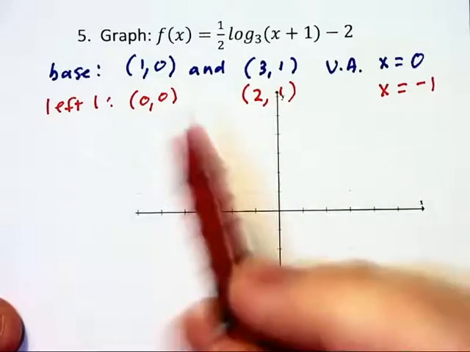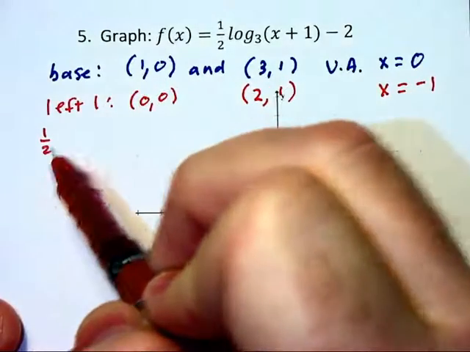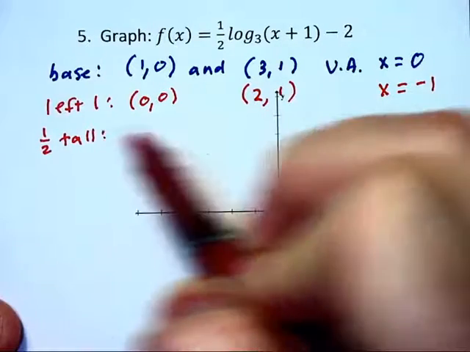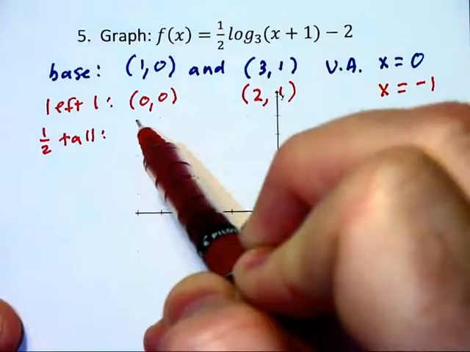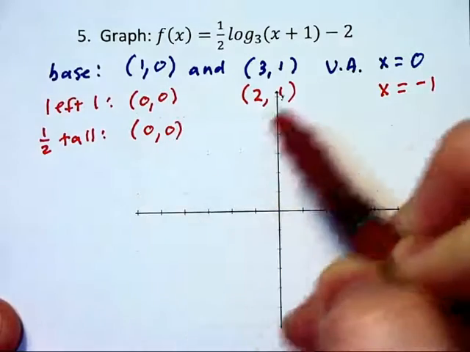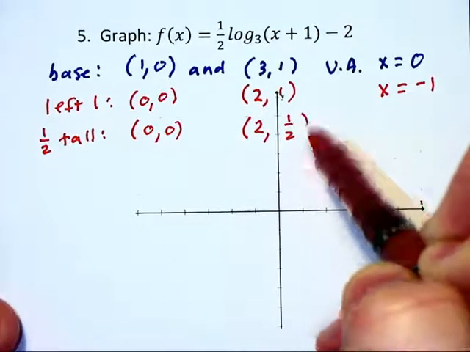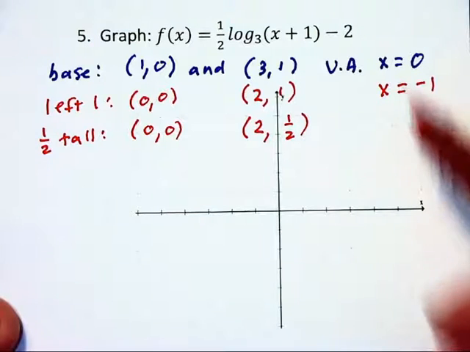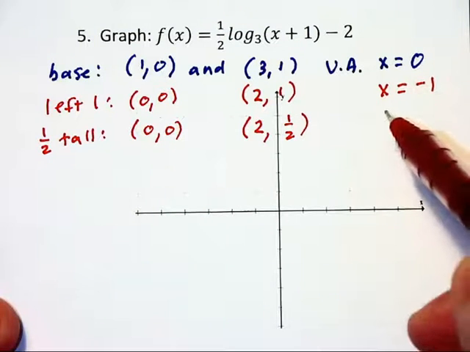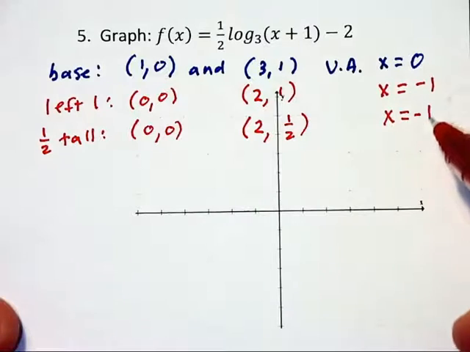This 1/2 out front basically says it's going to be half as tall. Well, half of a height of 0 is still 0, so we're still at the origin. Half of a height of 1 will be 1/2, so we're at 2, 1/2. And a vertical stretch or shrink of 1/2 is not going to affect where this vertical asymptote is located, so it's going to remain at x equals negative 1.